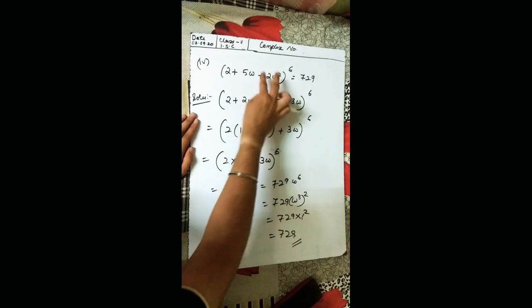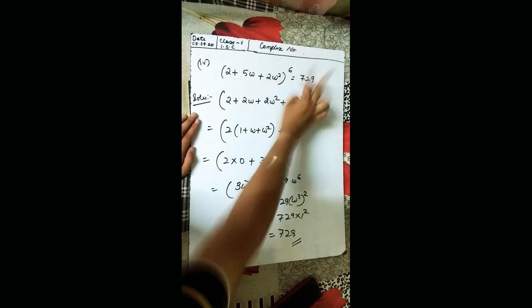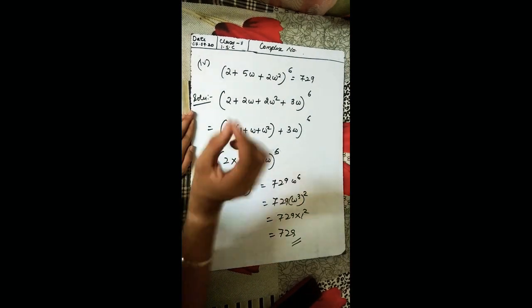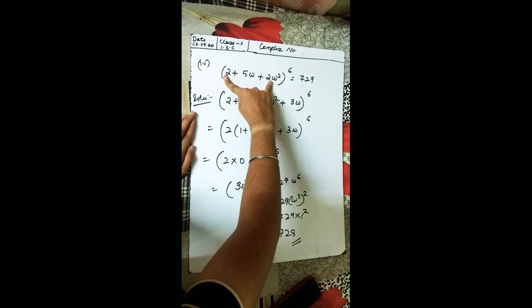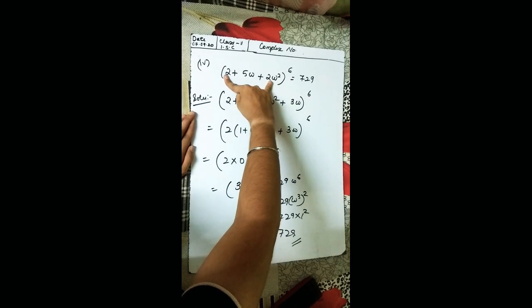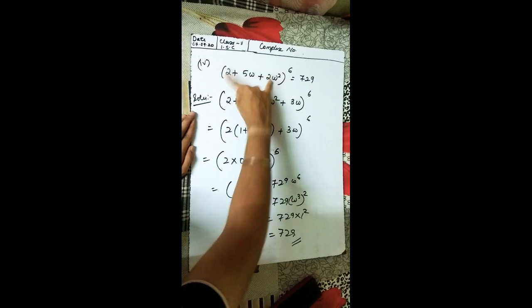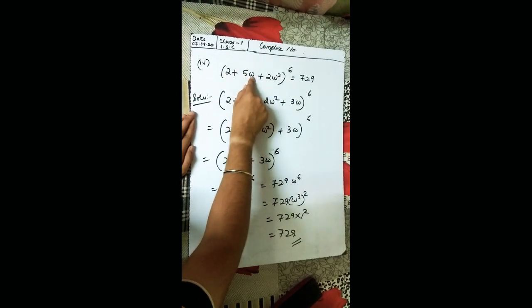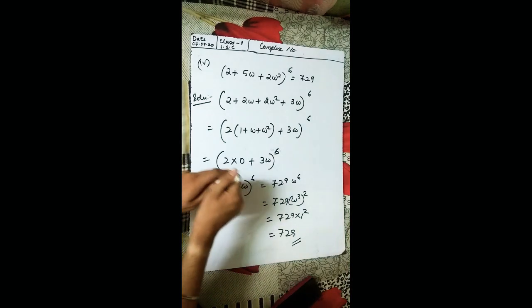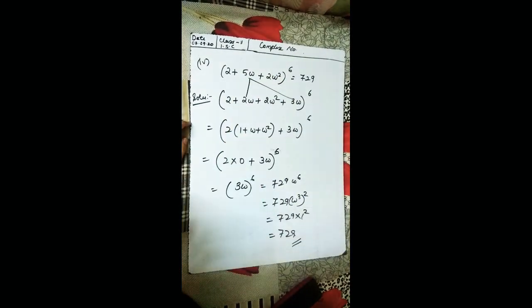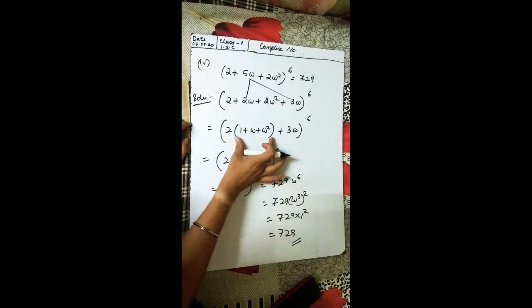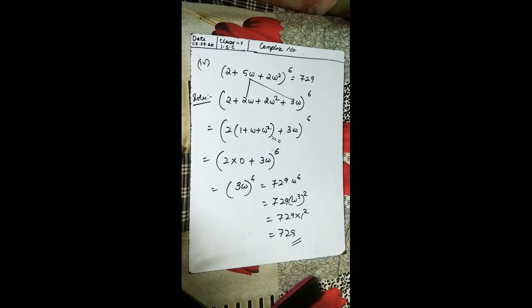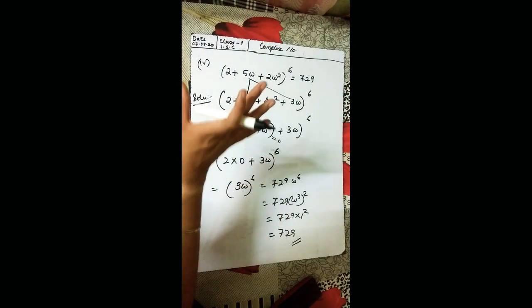2 plus 5 omega plus 2 omega square the whole power 6. We have to prove 729. Now if you see, you are having 2 and you are having 2 omega square, and one property we can use, like 1 plus omega square equal to 0. So as we can take common, but we have 5 omega. So I'm splitting this 5 omega as this 2 omega and this 3 omega, so that I can take 2 common from this one, and in place of 1 plus omega square I can easily write 0. So that is how you have to use your brain and solve the question of such type.